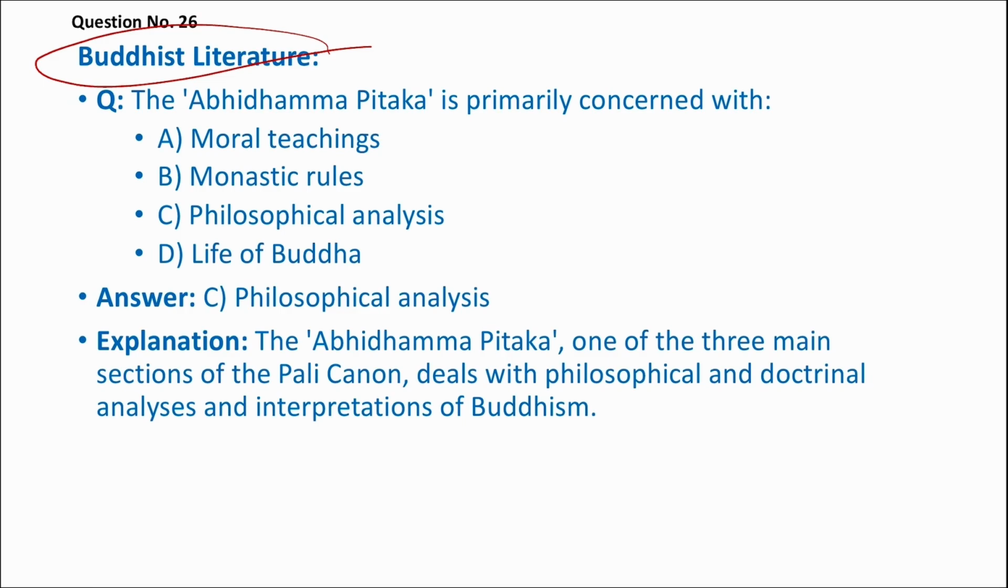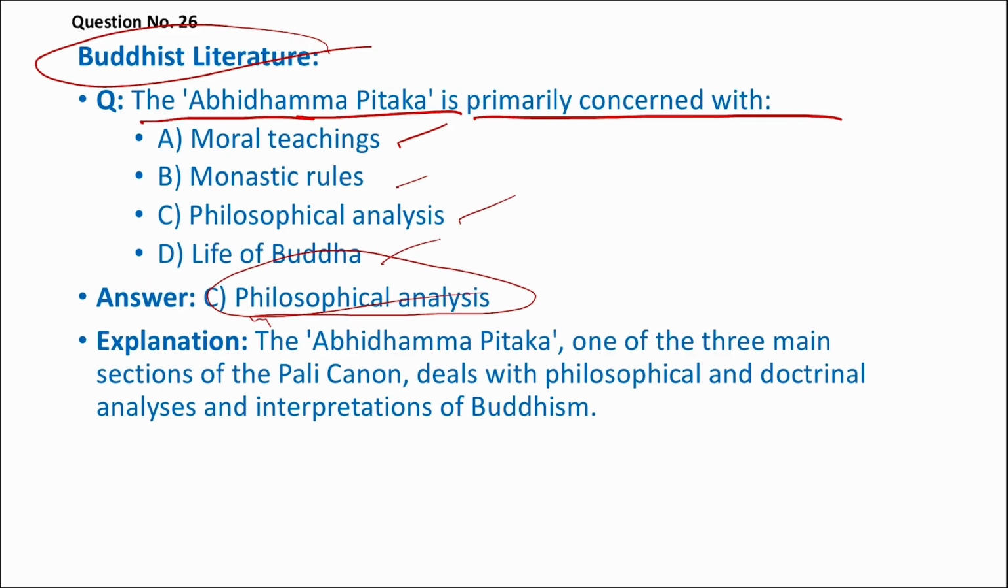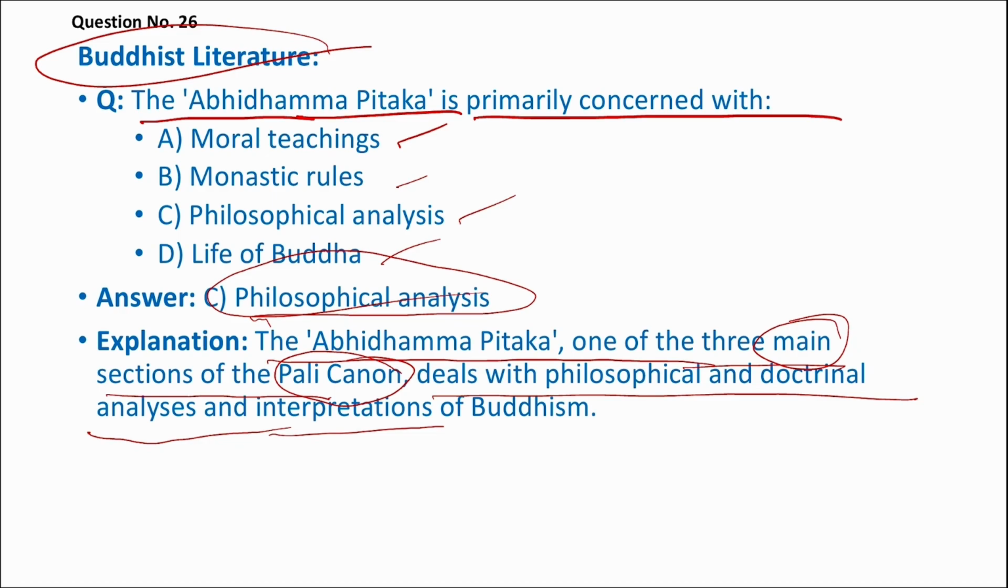The next question is about Buddhist literature. The Abhidhamma Pitaka is primarily concerned with what? Moral teaching, monastic rules, philosophical analysis, or life of Buddha. Abhidhamma Pitaka is basically a philosophical analysis. It is one of the three main sections of the Pali Canon, and deals with doctrinal analysis and interpretation of Buddhism. So the right answer is C, philosophical analysis.